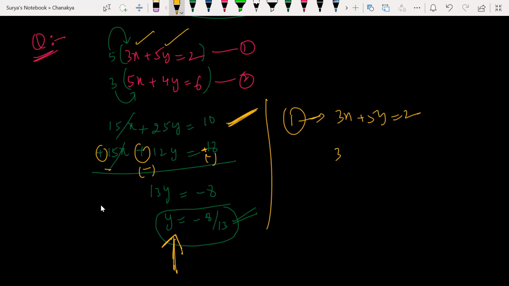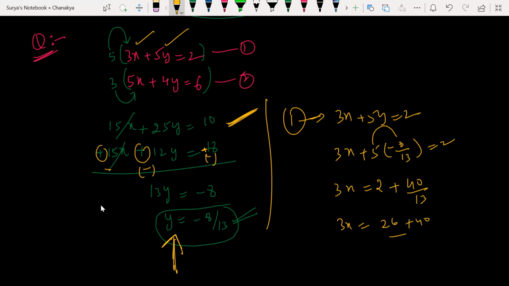So 3x plus 5 into y, which is minus 8 by 13, is equal to 2. So 3x is equal to 2 minus 5 times minus 8 by 13. That is 2 plus 40 by 13. Take the LCM: 3x is equal to 26 plus 40 divided by 13.